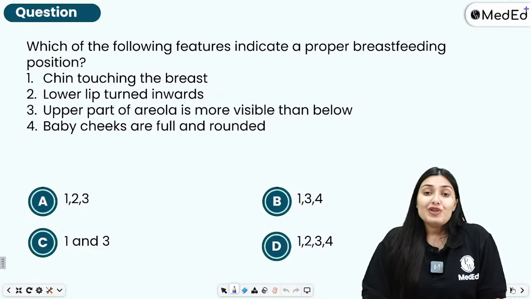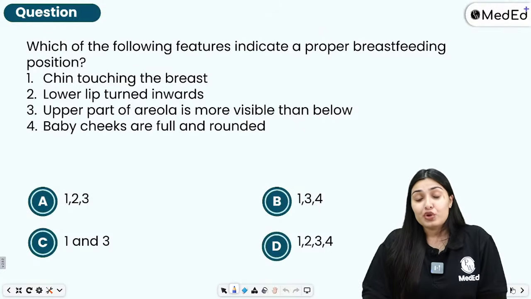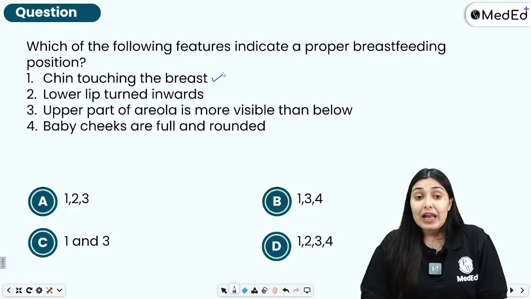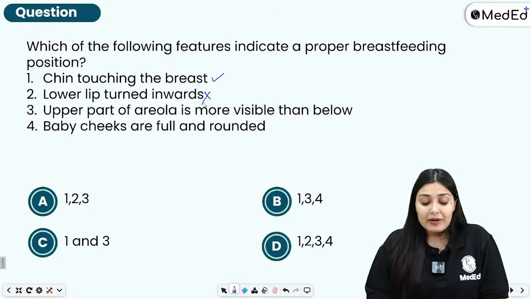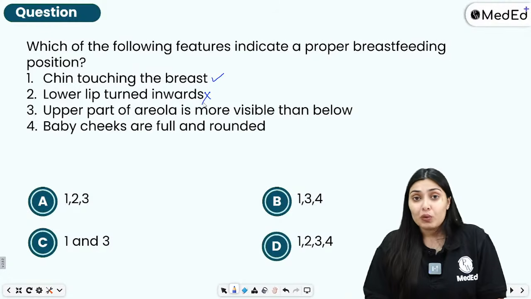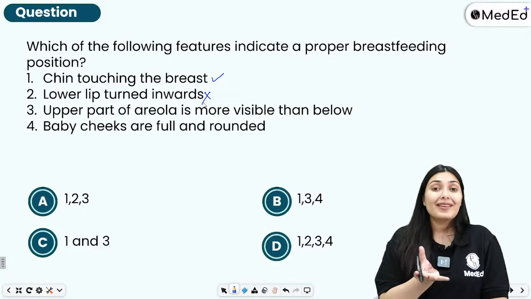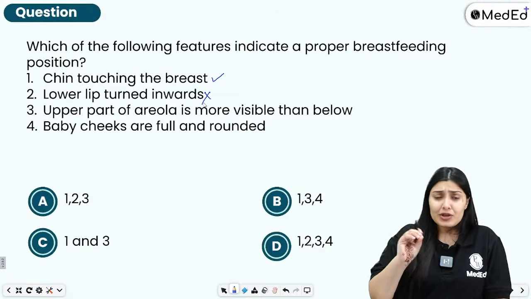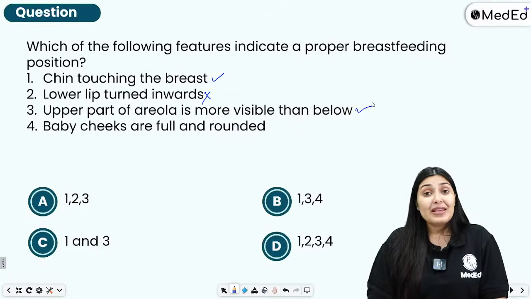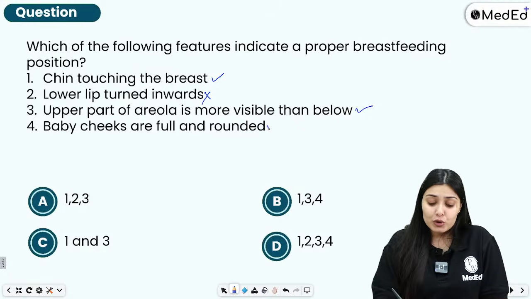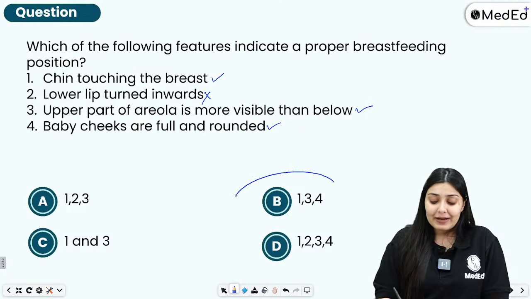Which of the following features indicate a proper breastfeeding position? Chin touching the breast? True, this is correct. Lower lip turned inwards? This is wrong. Lower lip should be pouted out. Lower lip should be everted, not inverted, right? So this is wrong. Upper part of the areola more visible than below. This is again true. We say that the lower areola should not be visible. Upper areola can be visible, but lower should be covered. So this is also true. Baby's cheeks are full and rounded. This is also true. So 1, 3 and 4 is the correct answer over here.